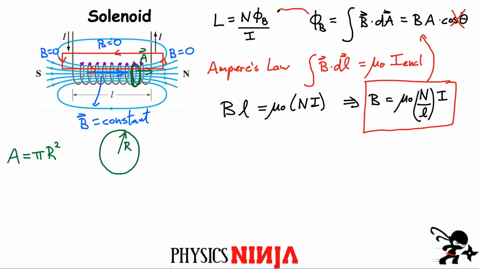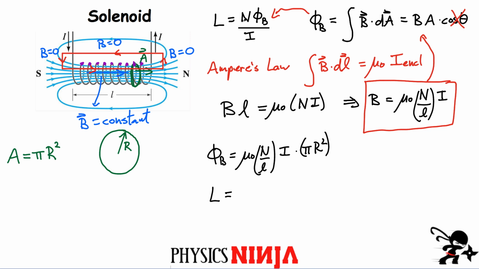And once you have the flux, you simply go back to the inductance equation. All right, so we should be able to do this in 2 steps here. So the flux is this. We have mu 0, we have n over little l, we have the current, and then we have to multiply by the area, which in this case we said was pi r squared.